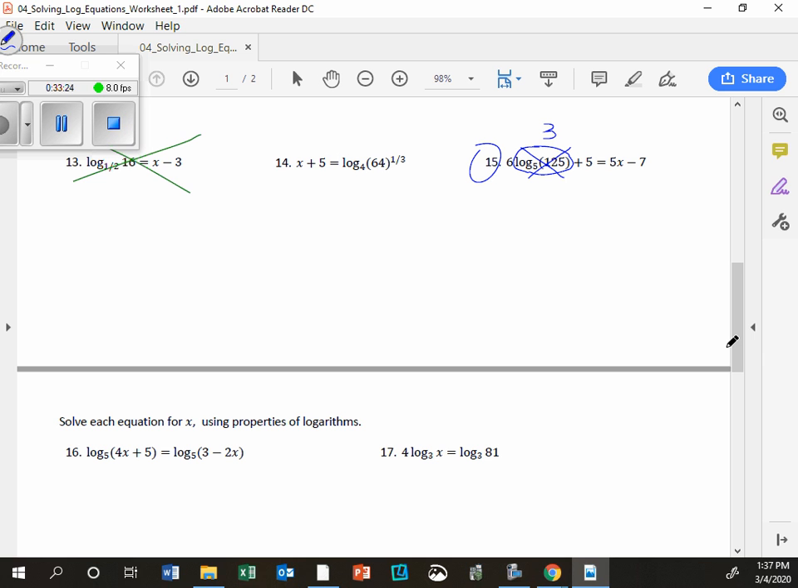I know, but Mr. Server, you told us to write it like this. Yeah, but the reason we write it like that is because then it's equal to 3. If the bases are the same, then it's equal to the exponent. So you can replace that whole thing with a 3. So now that it's a 3, it's 6 times 3 is 18 plus 5, and then it's just a simple little equation.